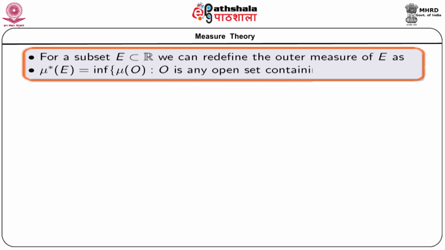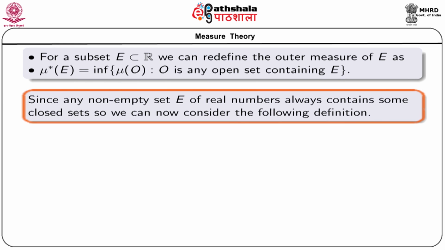Mu star of E, where star is on the upper side, is defined as the infimum of mu of O, where O is any open set containing E. Now, see that any non-empty set E of real numbers always contains some closed sets, because we know that singleton sets are always closed, finite sets are closed. So, whenever a set is non-empty, it always contains some closed sets.